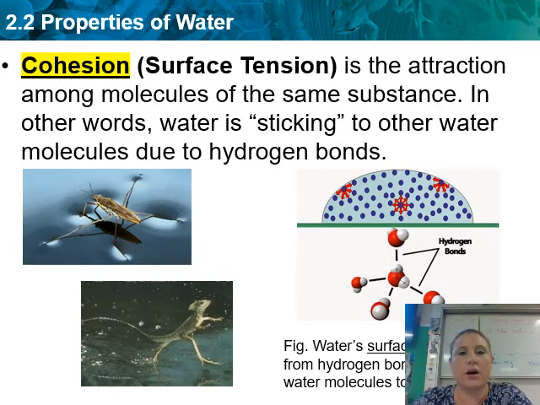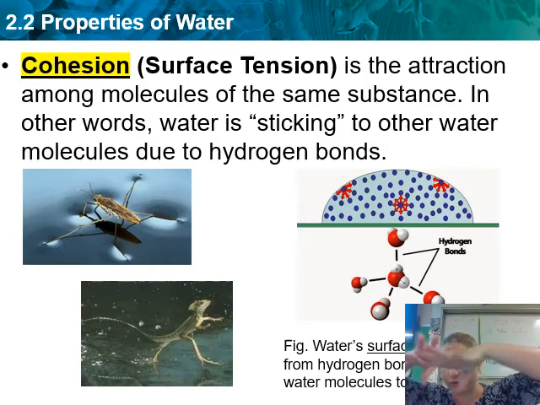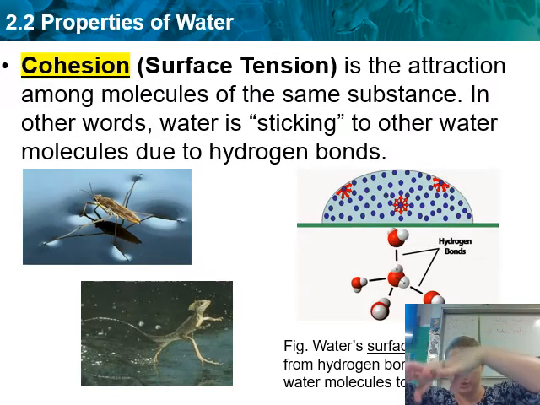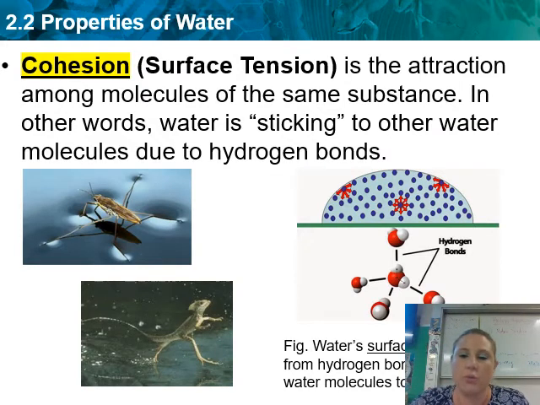All right, so our first property of water is cohesion, which is called surface tension. It's the attraction among molecules of the same substance. So in other words, the water is sticking to other water molecules, just what we saw when we looked at the hydrogen bonding slide. The water molecules are forming a little lattice here, where they're forming these bonds. And because of that, it forms like a little ladder, and that's called surface tension. It allows little things like water bugs, leaves, other things to be able to float or walk across the water.